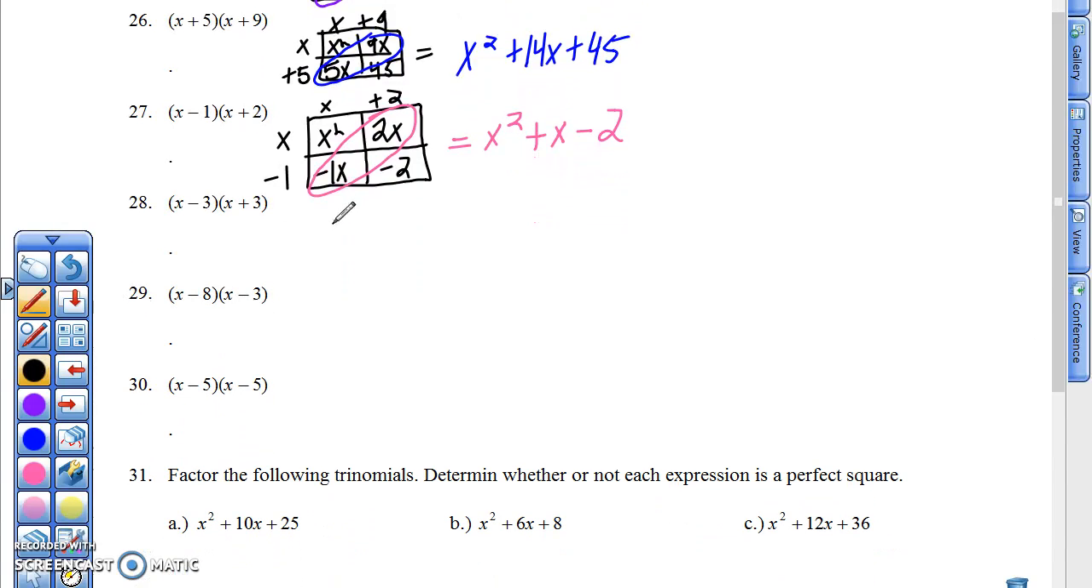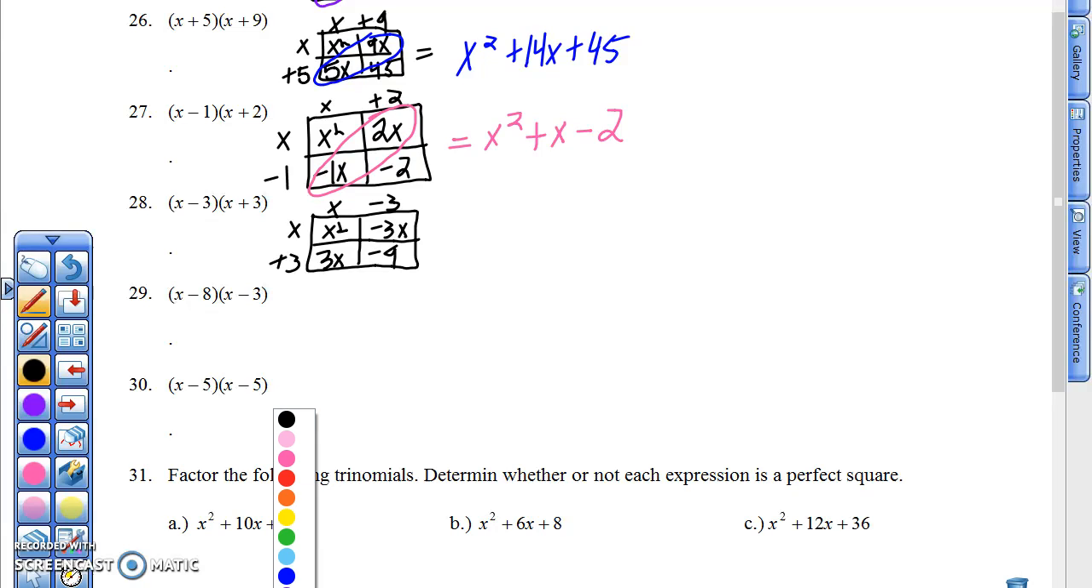28. x minus 3 times x plus 3. x times x is x squared. Negative 3x would be negative 3 times x. Positive 3 times x is 3x. Positive 3 times negative 3 is negative 9. These actually cancel here, and I have x squared minus 9.